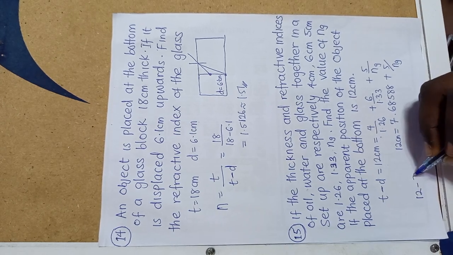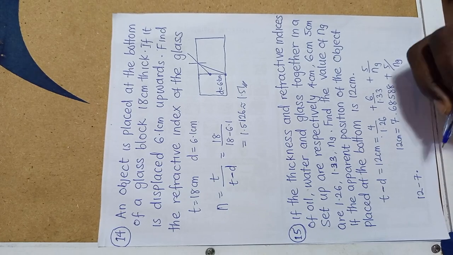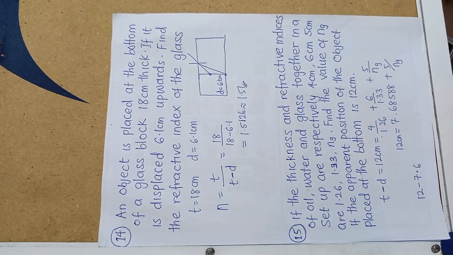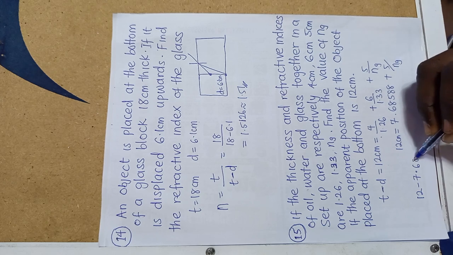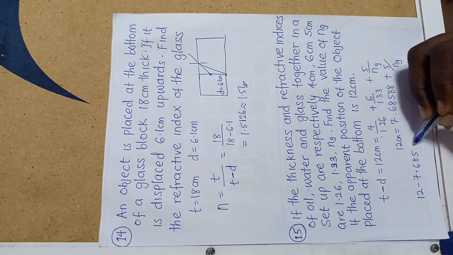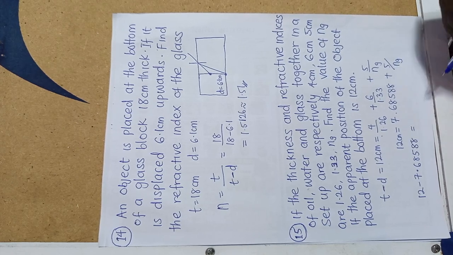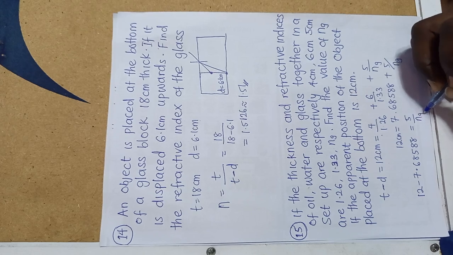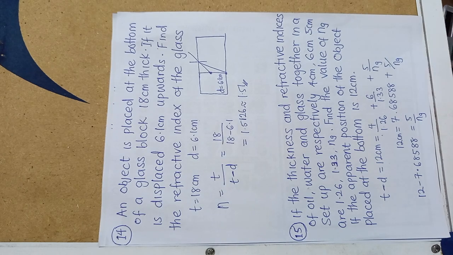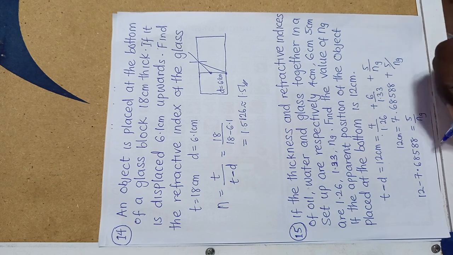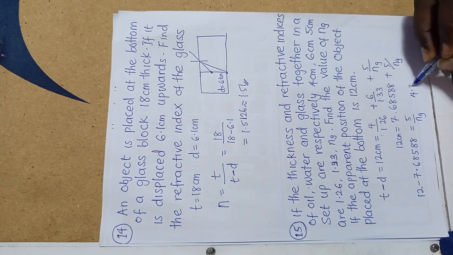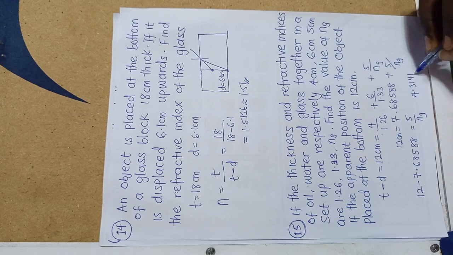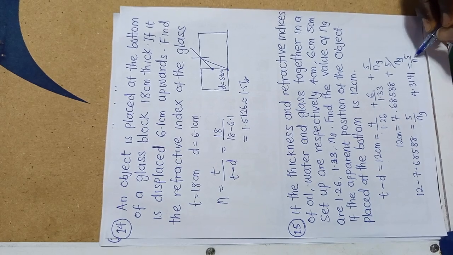So if you collect like terms now, you are supposed to have 12 minus 7.68588 is equal to 5 over ng. So what do we have now? 12 minus 7.68588, we are going to have 4.314. So 4.3141 equal to 5 over ng.